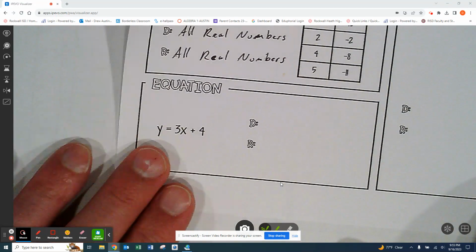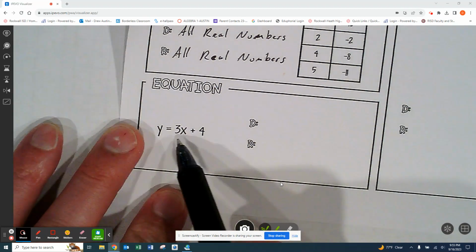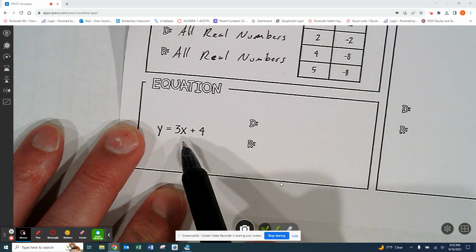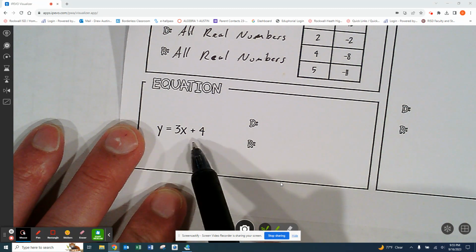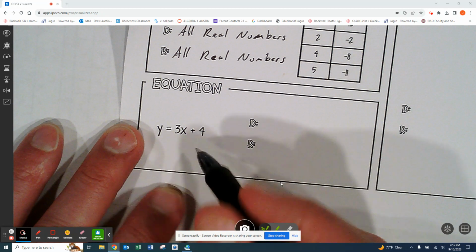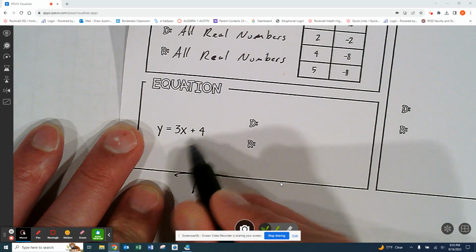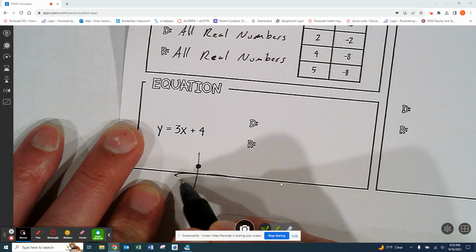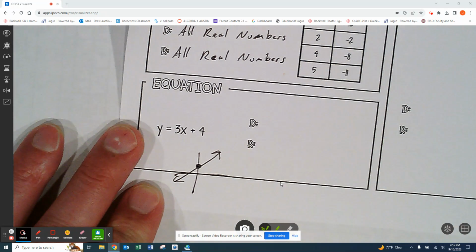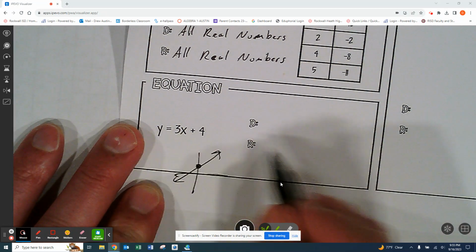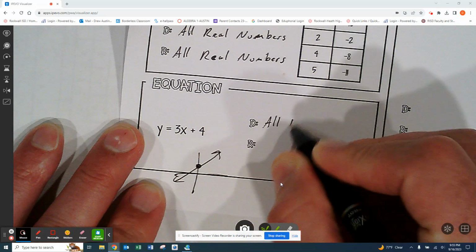Looking at an equation, y equals 3x plus 4. Again, this is a linear function. There are no restrictions on this whatsoever. And because it's a linear function, if I actually graph this, it'd go through some point right here at 4, and it would go up. And that's all it is. It's a line. I have no restrictions on my domain. I have no restrictions on my range. So it's all real numbers.